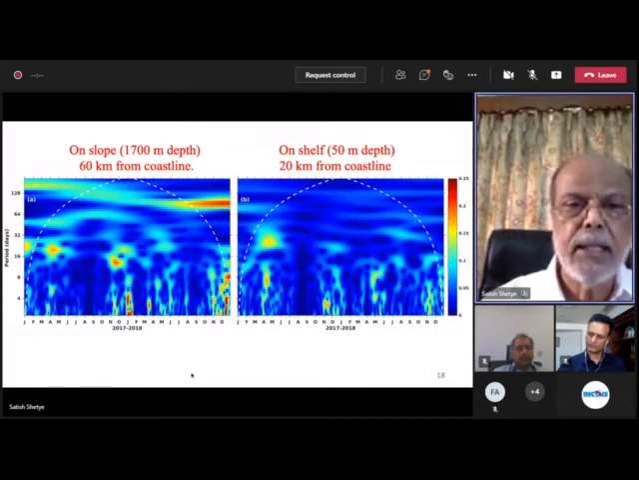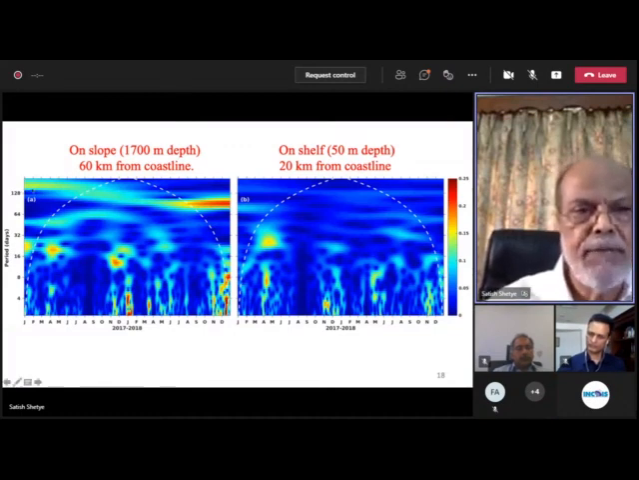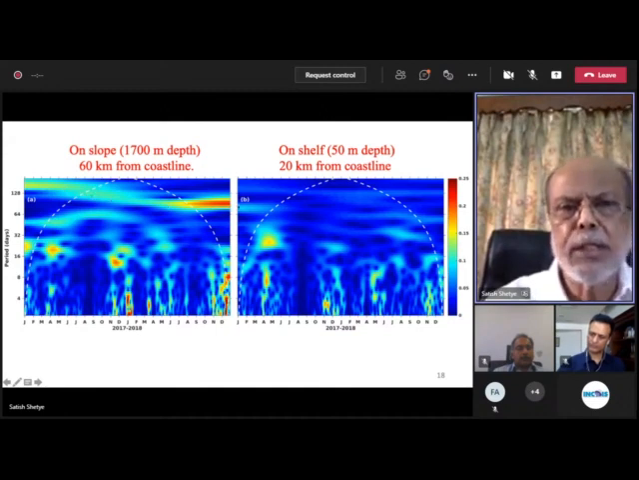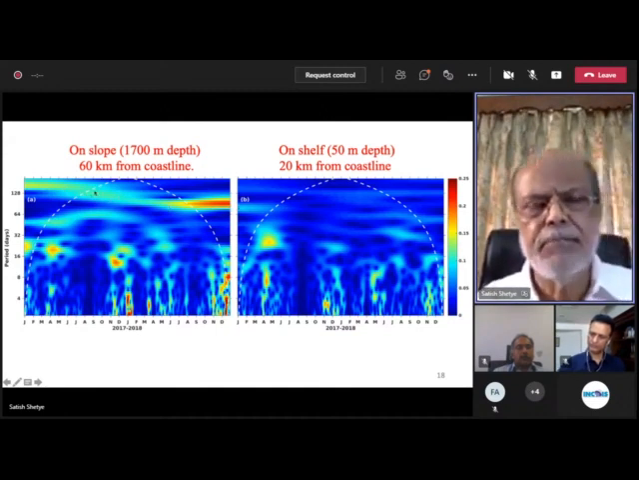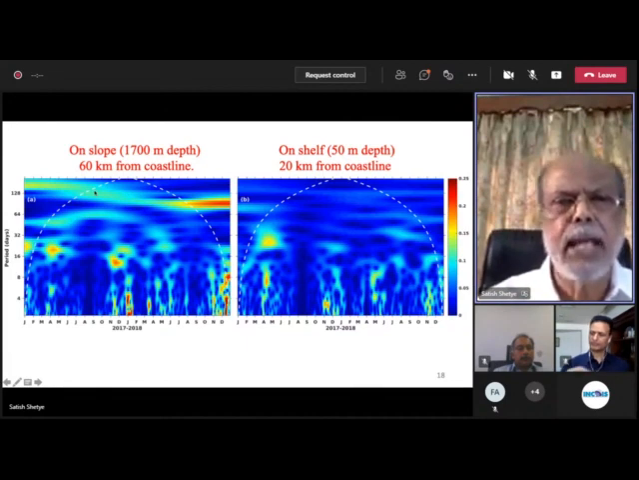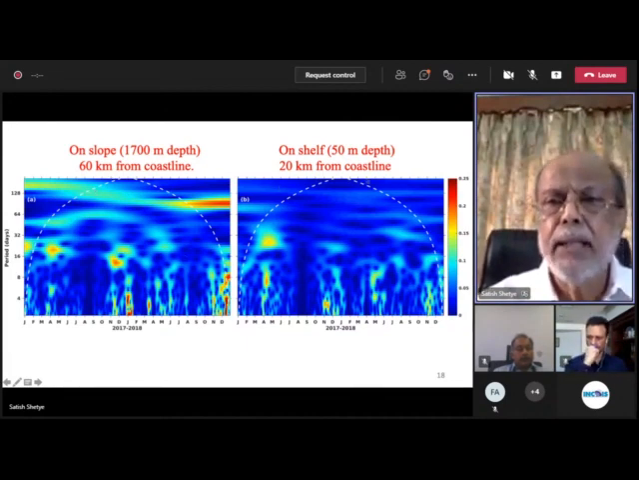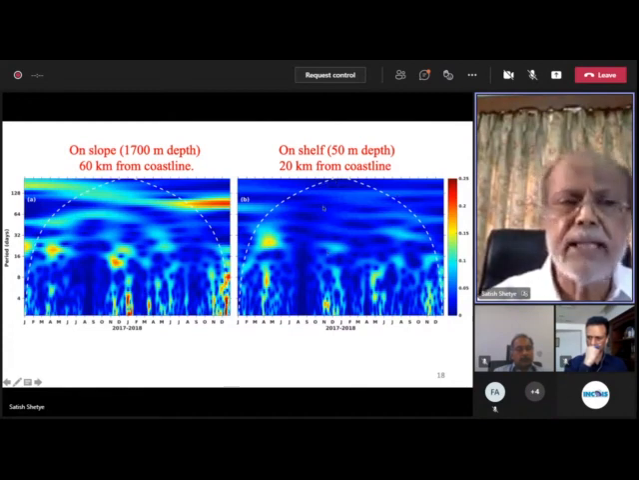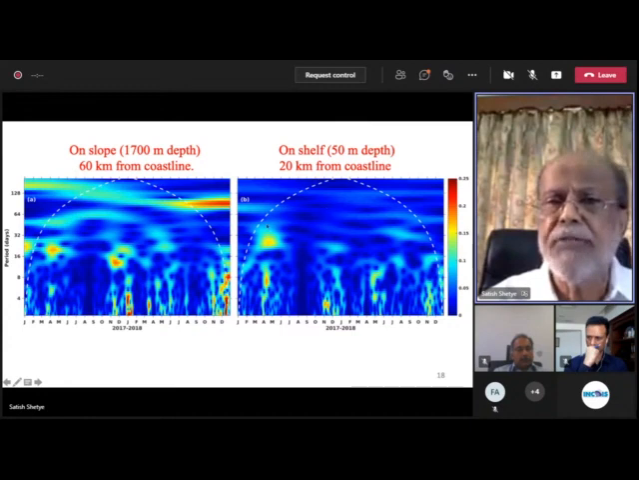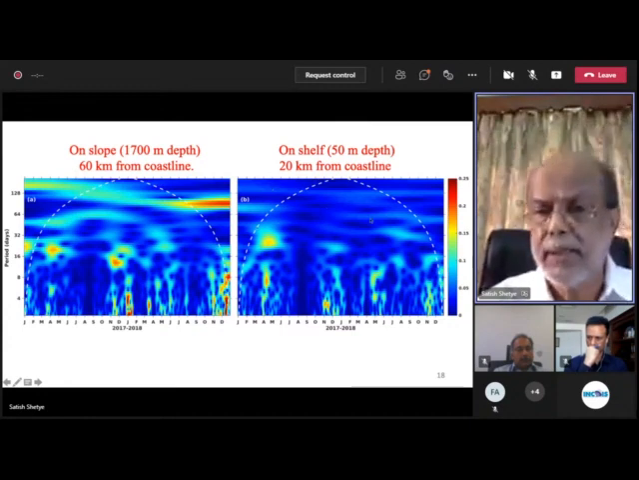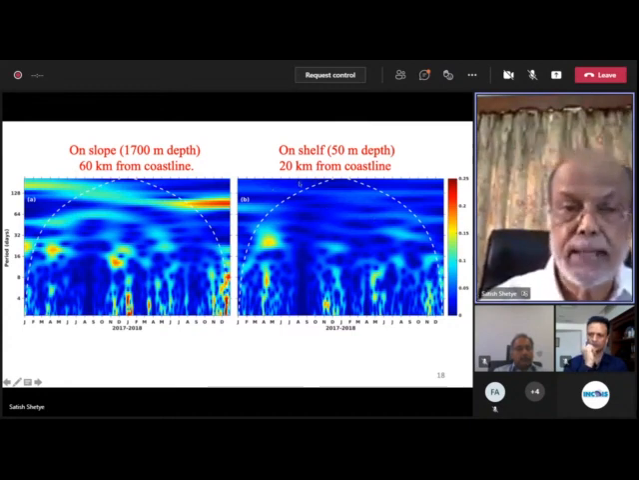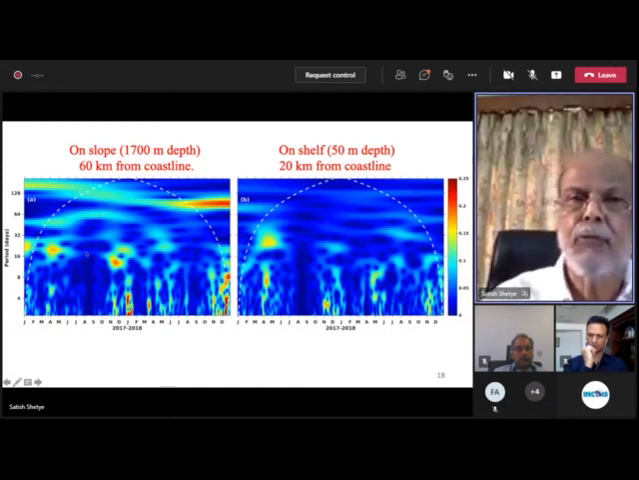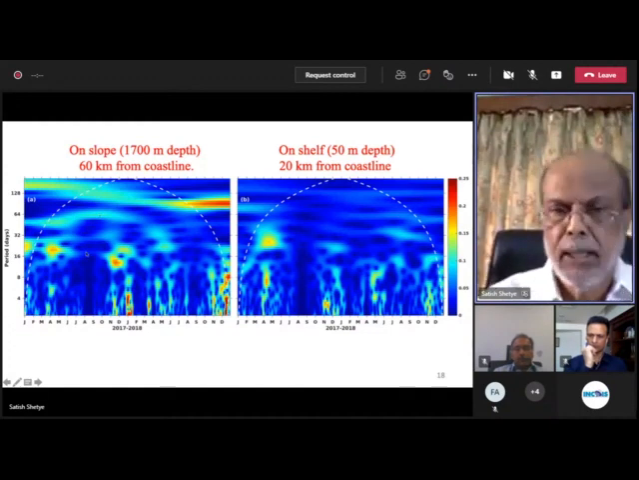Left hand side is the slope current, and you see a very distinct long-term, semi-annual and annual signal appearing here. But on the shelf current, the semi-annual, as a matter of fact, anything longer than about 50 days is not present on the shelf, which is distinctly different from what you see on the slope.